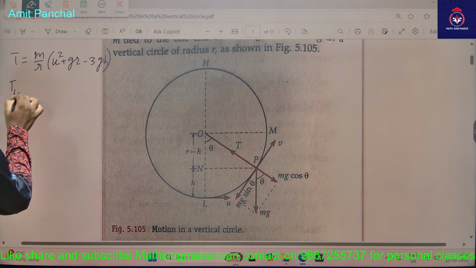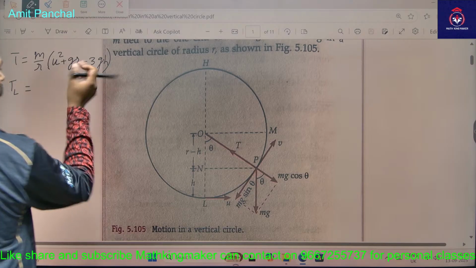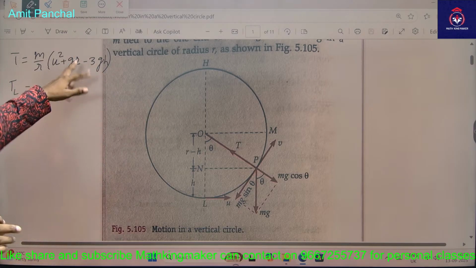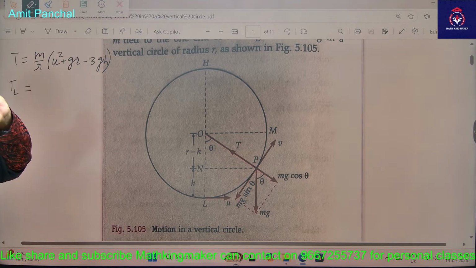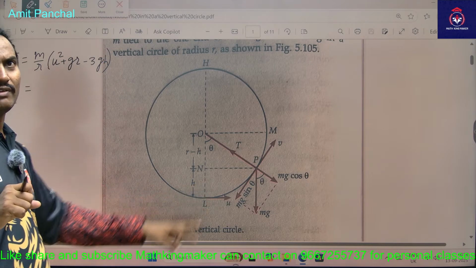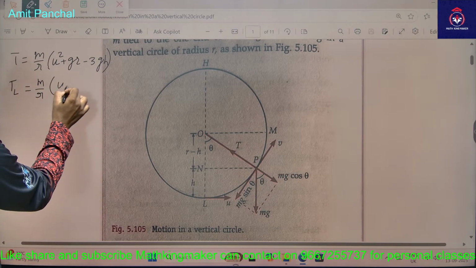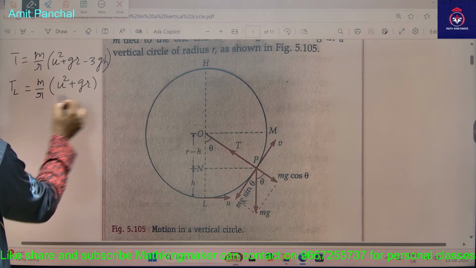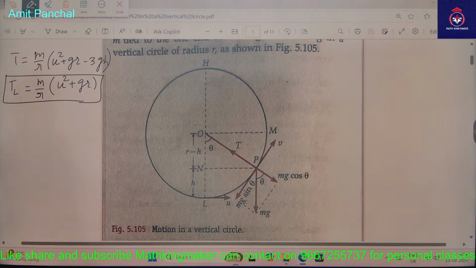So TL, what will change at L? U will be U, g is not going to change, r is not going to change. What will change is the height. So at L, height will be 0. So that will be equal to m by r (u square plus gr). So that will be the tension at the bottom.